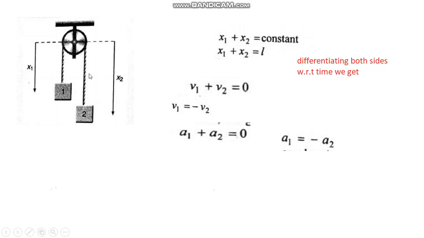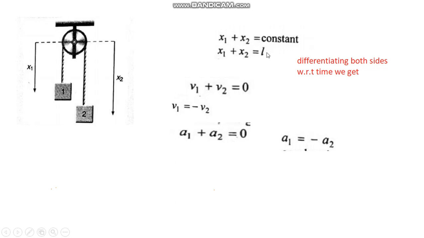It is not changing. So if you take this center as the reference point, x1 is the distance between the center of mass 1 and the reference line, and x2 is the distance between the center of mass 2 and the reference line. There is a small curved length, but the pulley will normally be very small, so you can ignore that small length. So you can write x1 plus x2 is the total length, ignoring this small curved portion. It is a total length L, which is a constant.